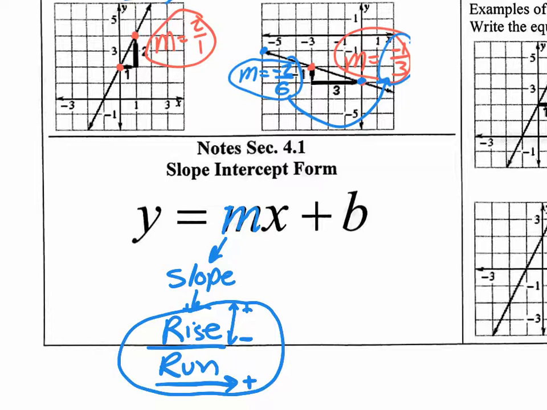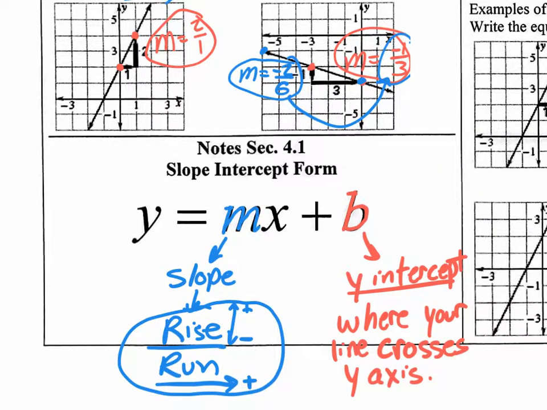And this other new detail, the letter B. The letter B is going to represent the y-intercept. Now, we should already be familiar with the word intercept. What is the y-intercept? It's where your line crosses the y-axis, okay? So whatever number you have right here, let's do this also.